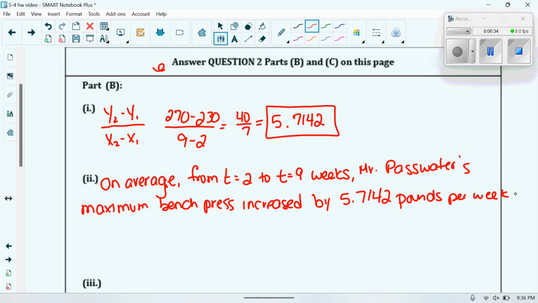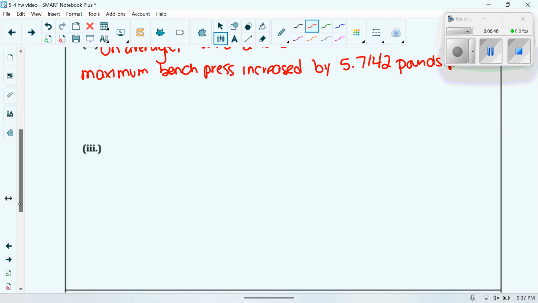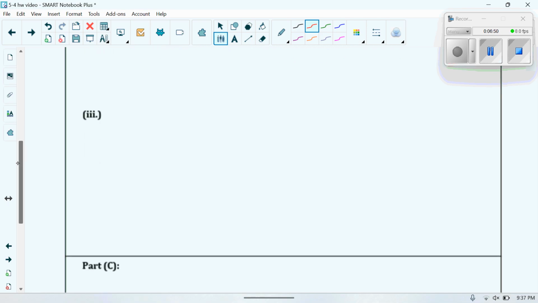Remember that you must reference each week, or each day, or each year, or whatever your X value is. So there's my next point. Then I move on to part 3. This time, it's a little bit challenging for this question. It's not asking about a secant line. It's not asking about my different rates of change or things like that.